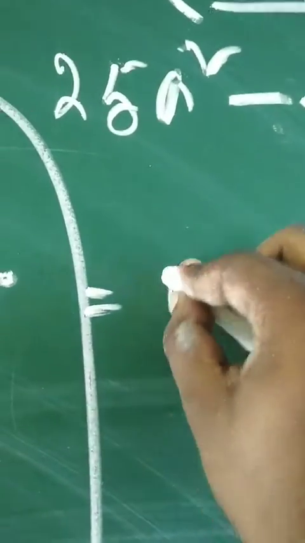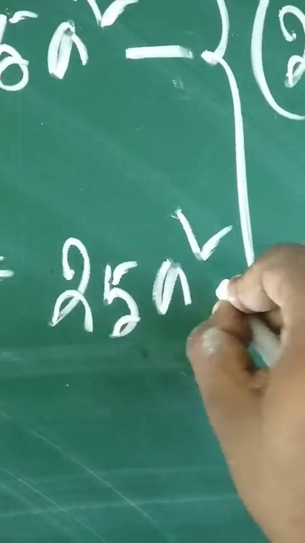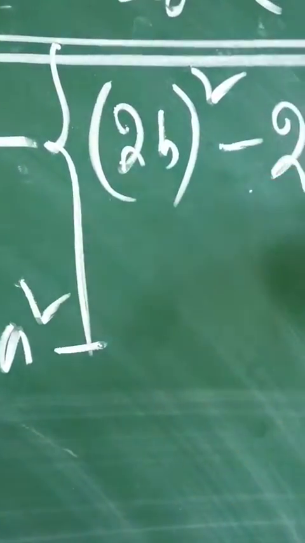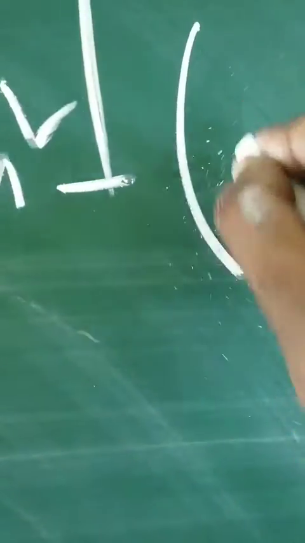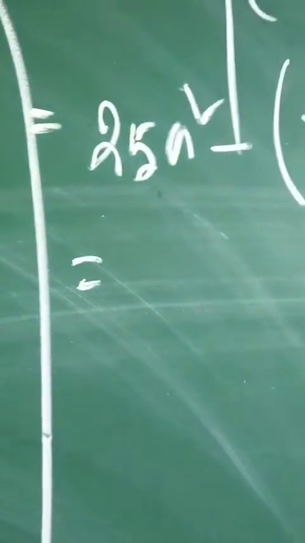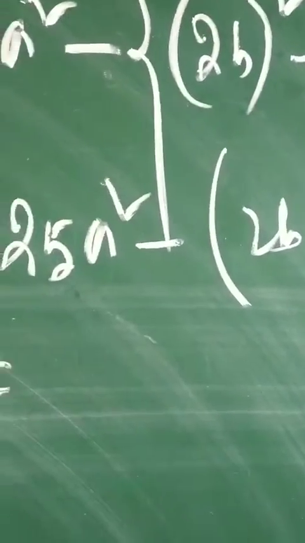It's an identity. Let it be 25a square as it is, minus sign. A square minus 2ab plus b square, so this one is a minus b whole square. That is, 2b minus 7c whole square.